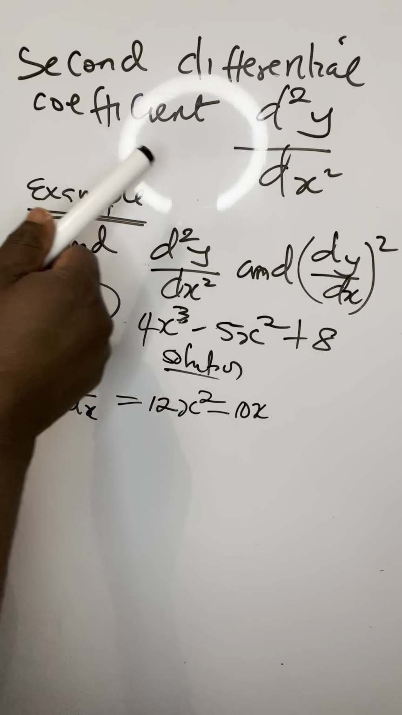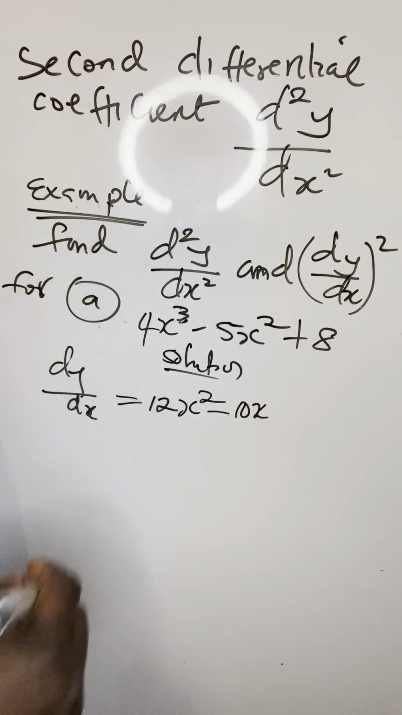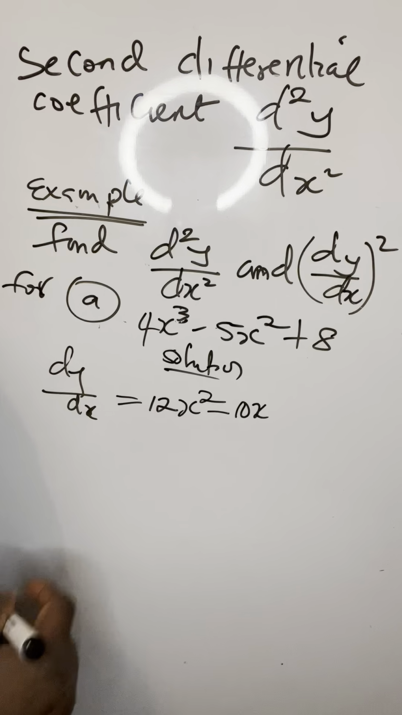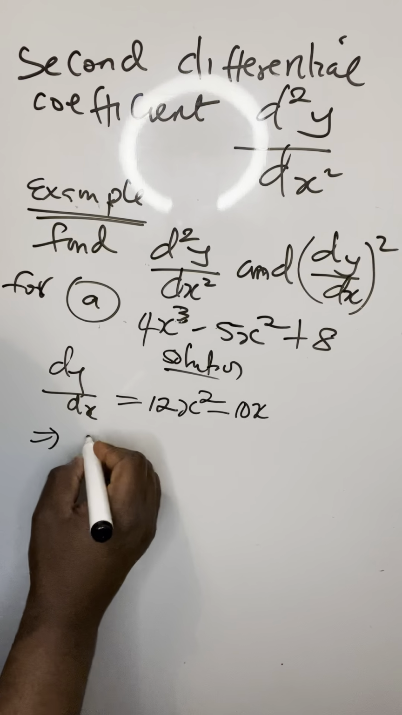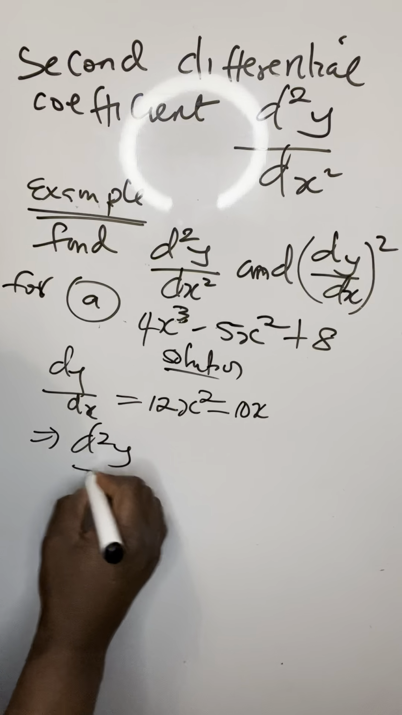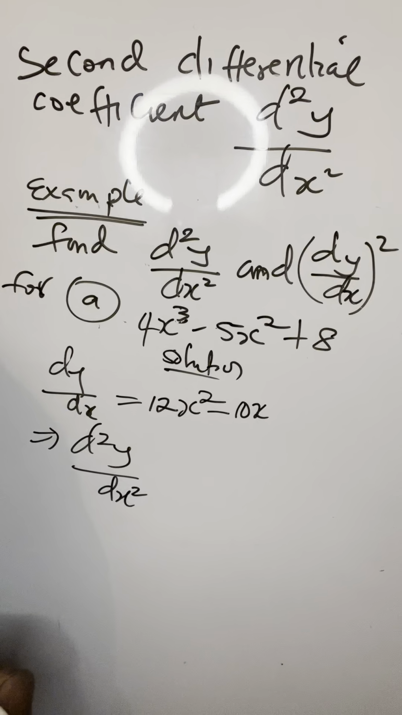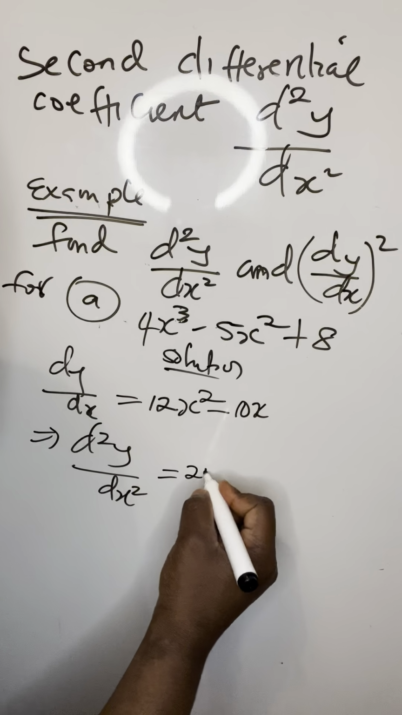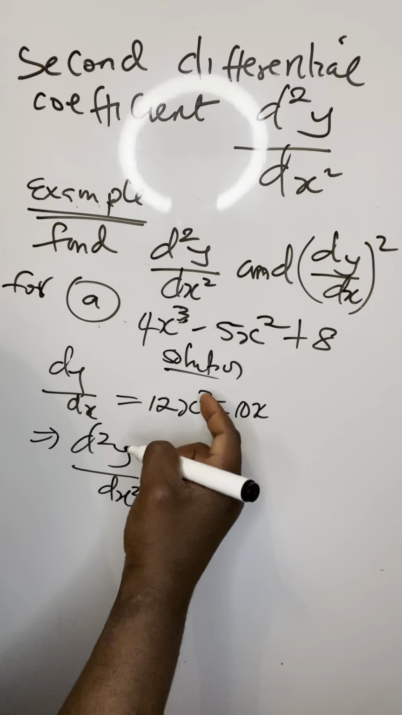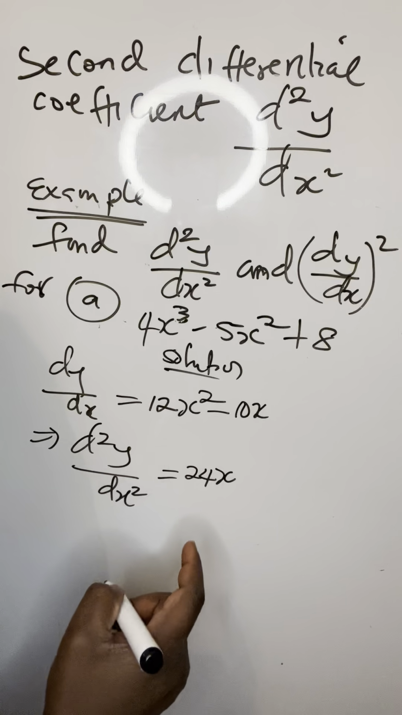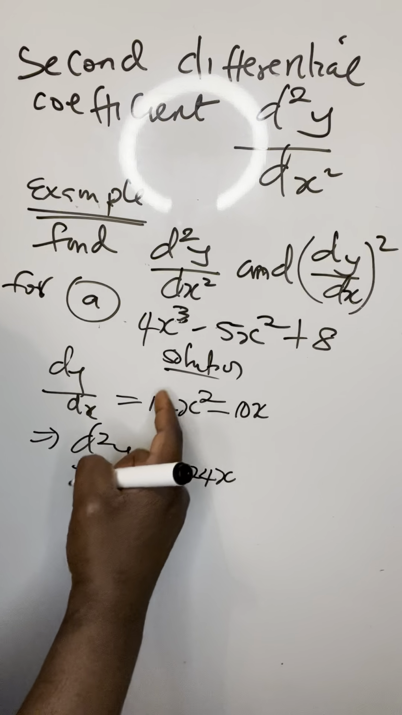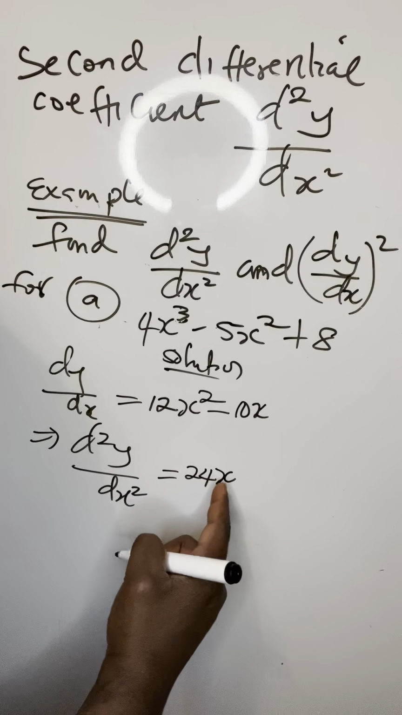Now, to get the second differential coefficient, or second derivative, which is d²y/dx², I'm going to differentiate this function for the second time. So doing that, I'll have d²y/dx². I'll differentiate this: 2 times 12 is going to give me 24x, then 2 minus 1 is 1, so x raised to the power of 1 is x. So differentiating this term gives 24x.